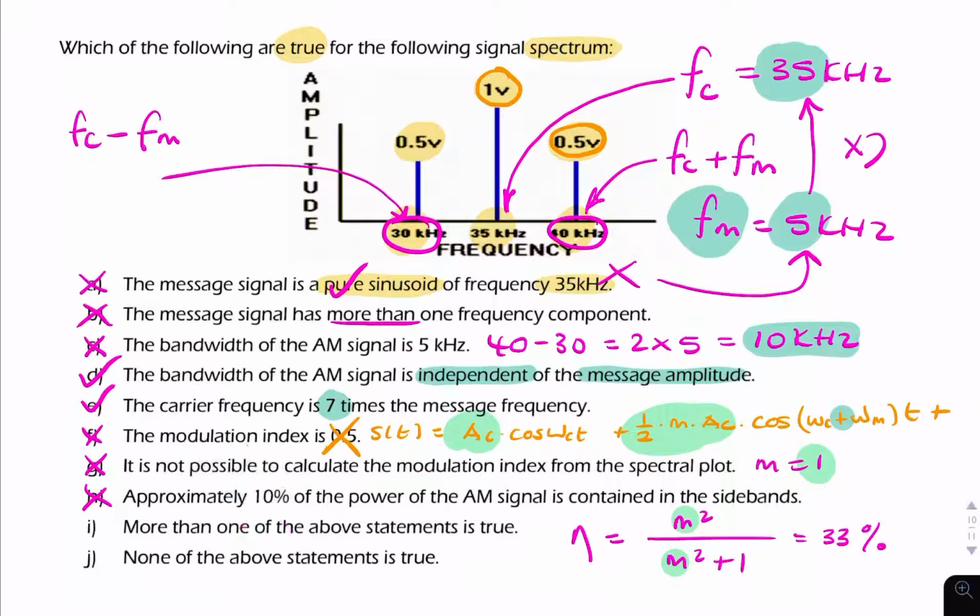I, more than one of the above statements is true. That's true, but that's not particularly helpful. There you go, true. J, none of the above statements is true. No, well, that's clearly false.